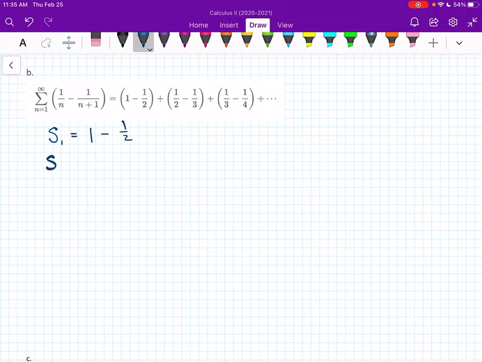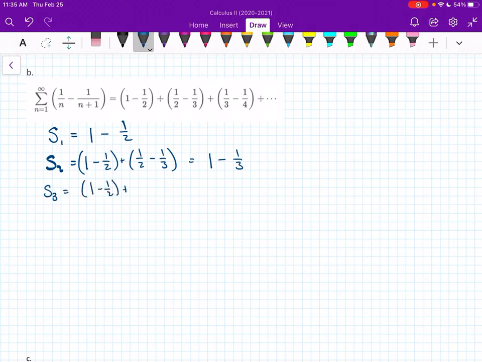So let's go through our partial sums. So I have 1 minus a half. My second one is 1 minus a half plus a half minus a third, which is 1 minus a third. My third partial sum, 1 minus a half plus a half minus a third plus a third minus a fourth. So then I end up with 1 minus a fourth.